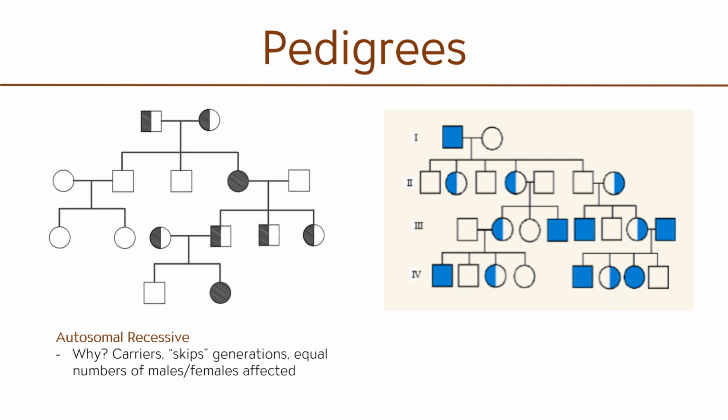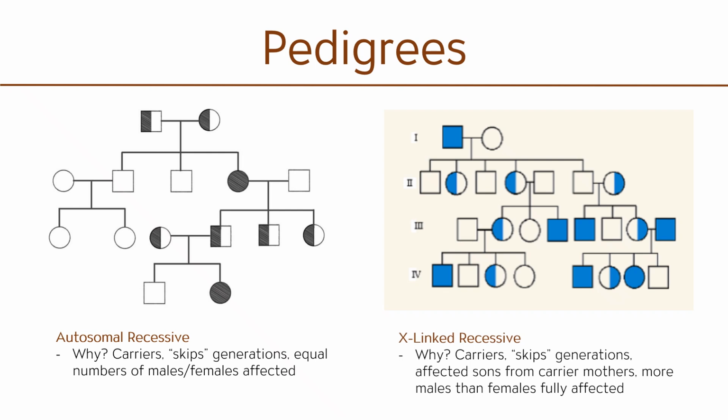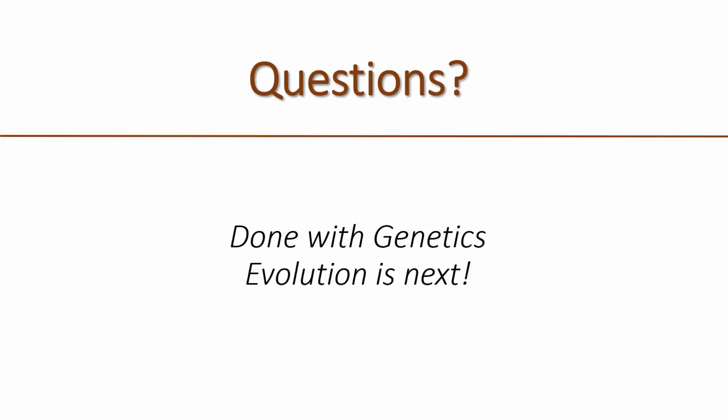Now, yeah, I do see 1 fully affected female, but she's the only one. So this is a dead giveaway that this is an X-linked disorder. More males affected than females, significantly more carrier females than affected females, and there are no carrier males. So this is an X-linked recessive pedigree. So why? There are carriers, it skips generations. The affected sons are from carrier mothers, and there are more males than females that are fully affected. So that is it for this particular one.